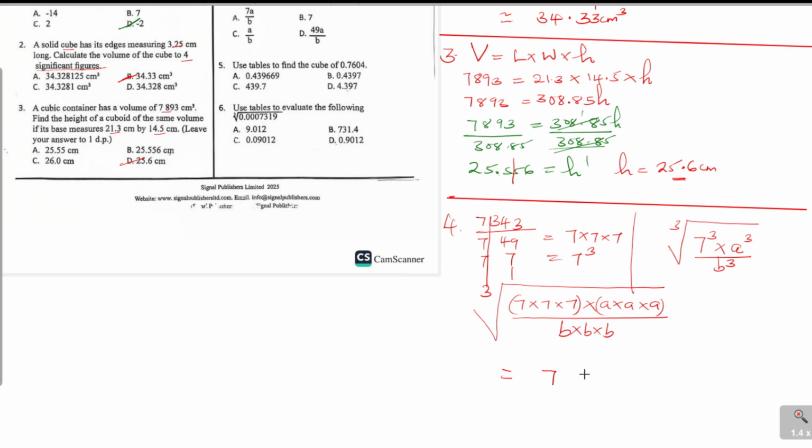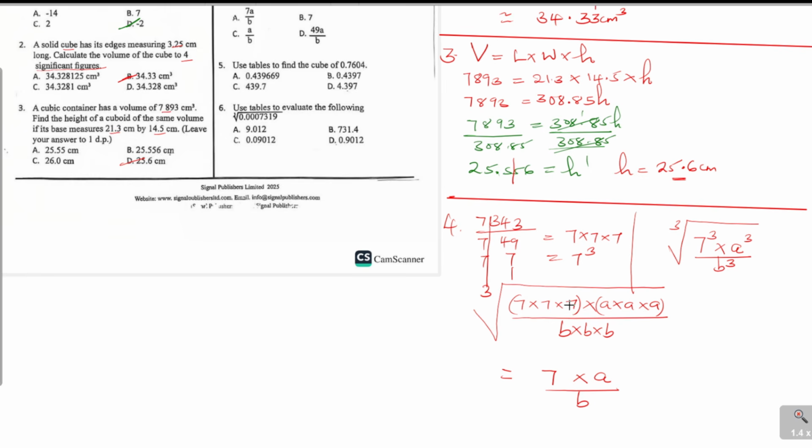Then you go to the next, a times a times a. For that group of 3 again, you take 1. And then for the denominator, for this group of 3 b's, you take 1. By doing so, you have obtained the cube root. For every group of 3, to get the cube root, just pick one.